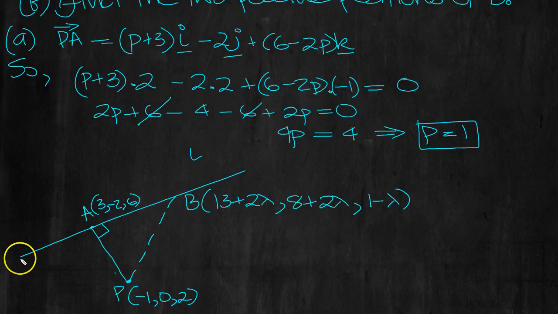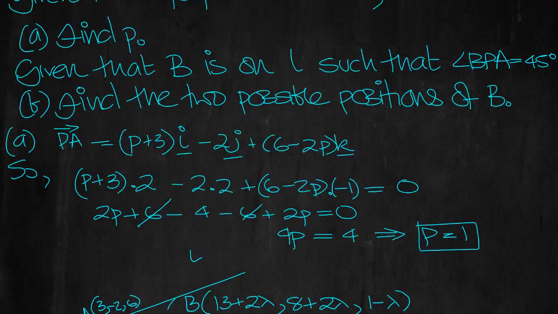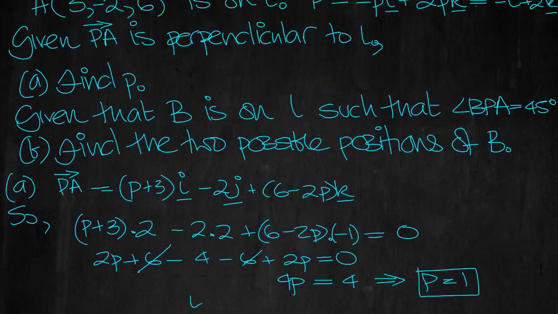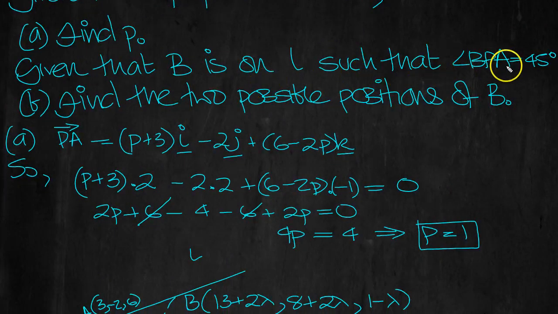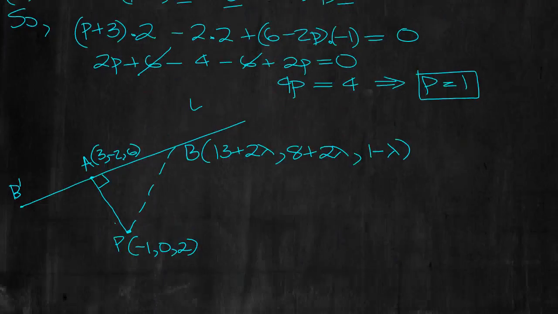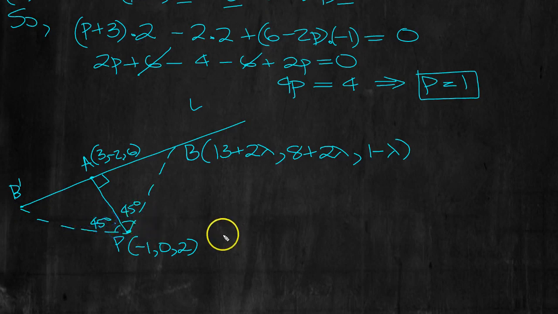So it could either be here or it could be here, couldn't it? Because it says given that B is on L, such that BPA is 45 degrees. BPA is 45. So it could also be over here, couldn't it? And that could be 45. Okay, so that's the situation we got. So we know that it's a 45, 45, so these two sides will be the same length. So this length will be 6 units along.